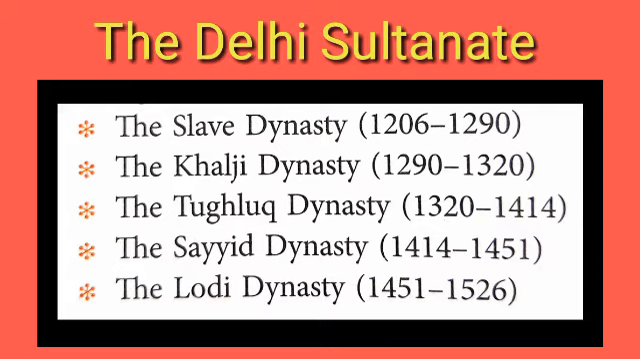5 dynasties ruled during this period. Let us see those 5 dynasties, children. The Slave dynasty, 1206 to 1290. The Khalji dynasty, 1219 to 1320. The Tughlaq dynasty, 1320 to 1414. The Sayyid dynasty, 1414 to 1451. The Lodi dynasty, 1451 to 1526.